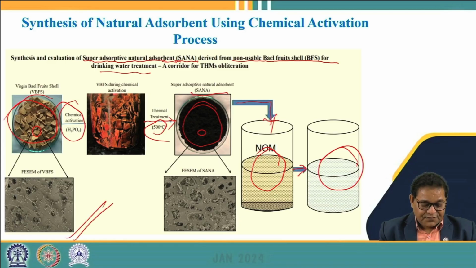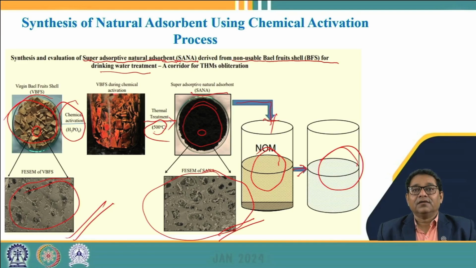So this is the FESEM image before and after the process of activation. This is the FESEM image of the virgin bael fruit shell, whereas this is the FESEM image of the chemically activated bael fruit shell. Here we can see that after chemical activation the pore size, the internal pores, have developed to a larger size as compared to the virgin fruit shell. So this is how the process of developing the natural adsorbent is carried out.